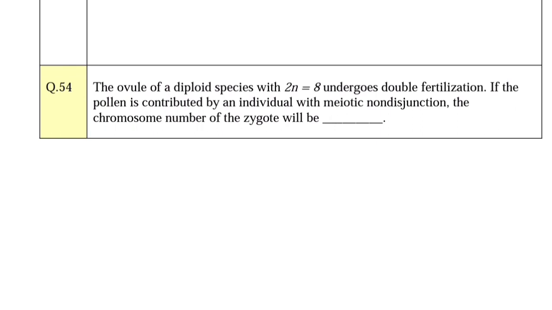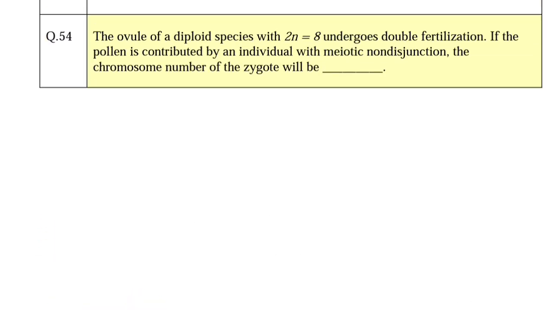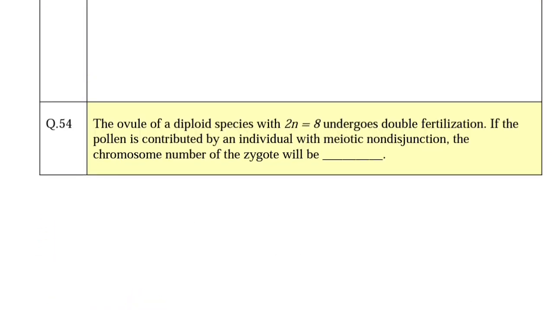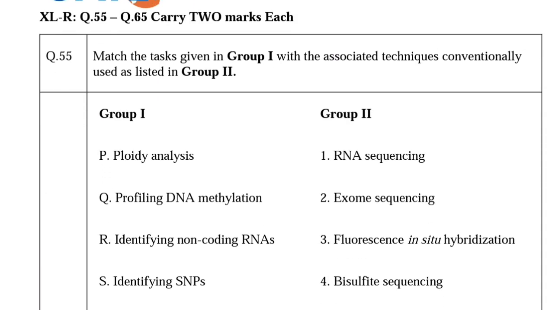Q.54. The ovule of a diploid species with 2n=8 undergoes double fertilization. If the pollen is contributed by an individual with meiotic nondisjunction, the chromosome number of the zygote will be blank. Q.55 to Q.65 carry 2 marks each.